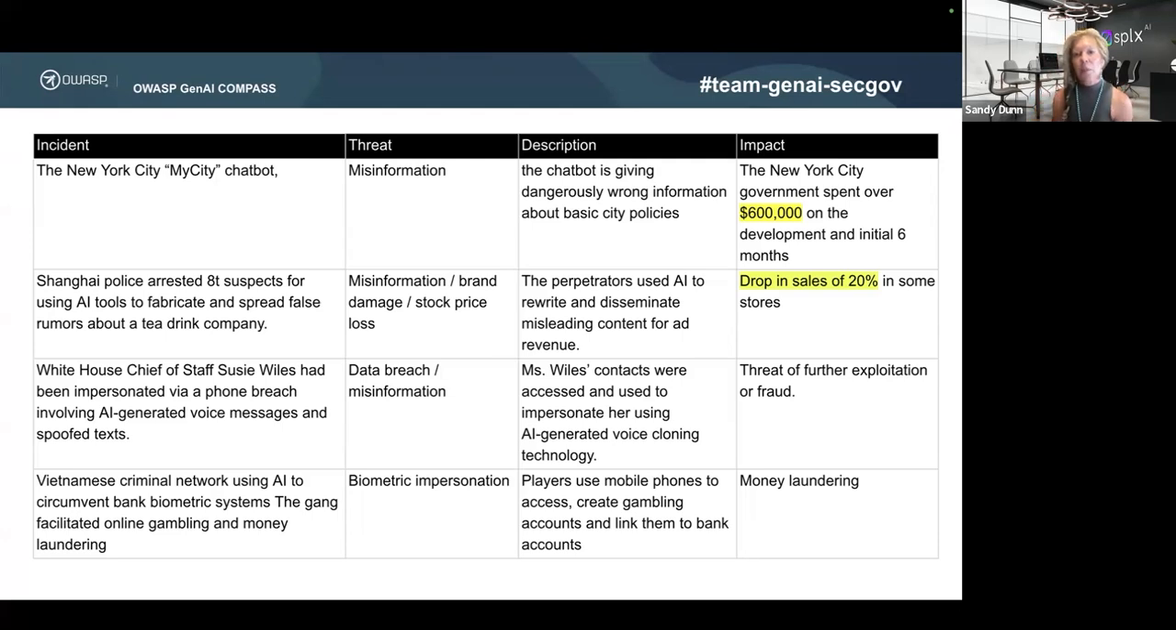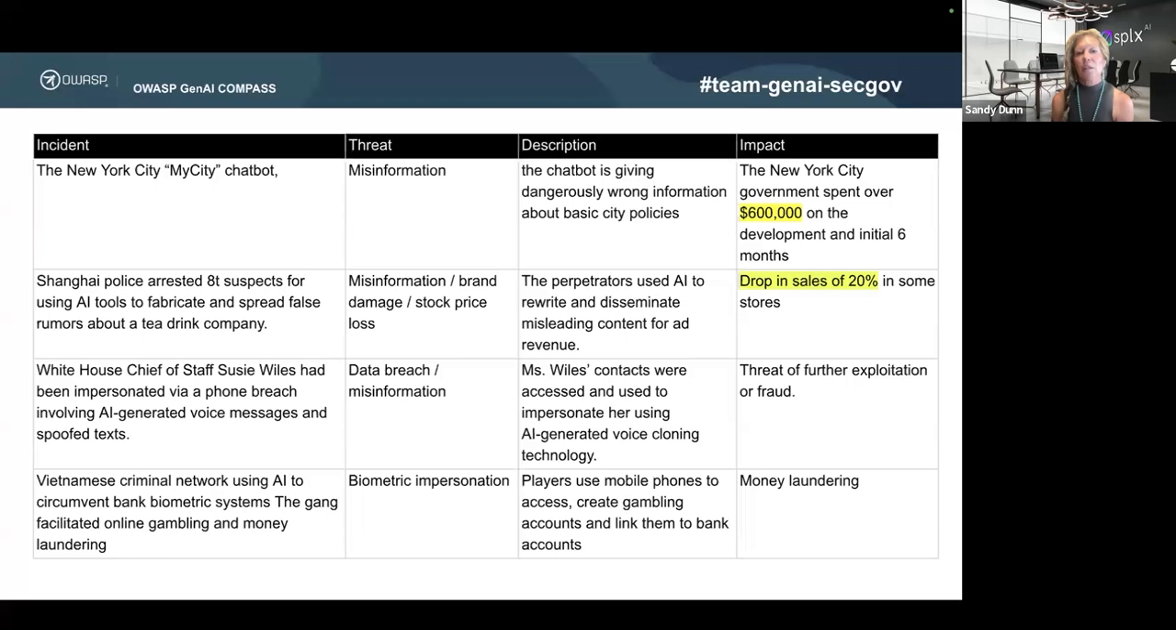The one with the Shanghai police was kind of interesting because it was purposeful disinformation, and it was for a specific tea company. A bunch of people went out and posted on social media about how horrible this tea was and all the problems with it, and they saw a drop in sales of 20%. So, thinking about how these tools are being used to cause harm will help you identify your strategy and build out a plan.